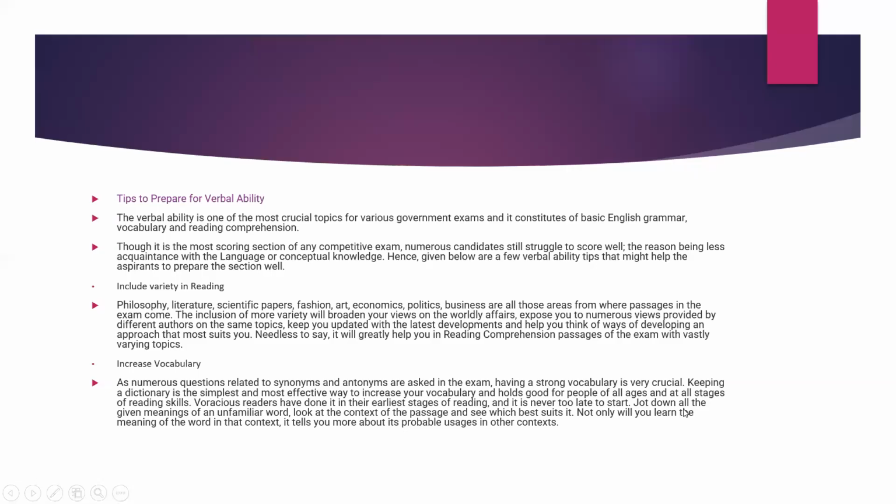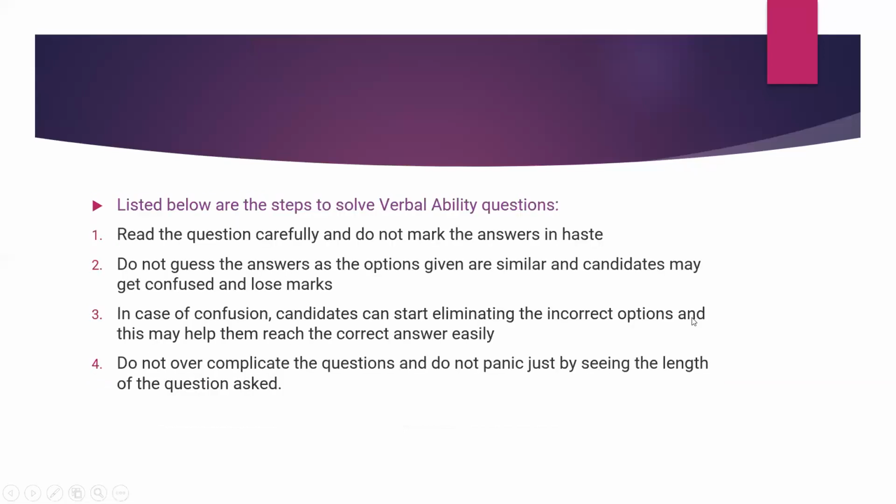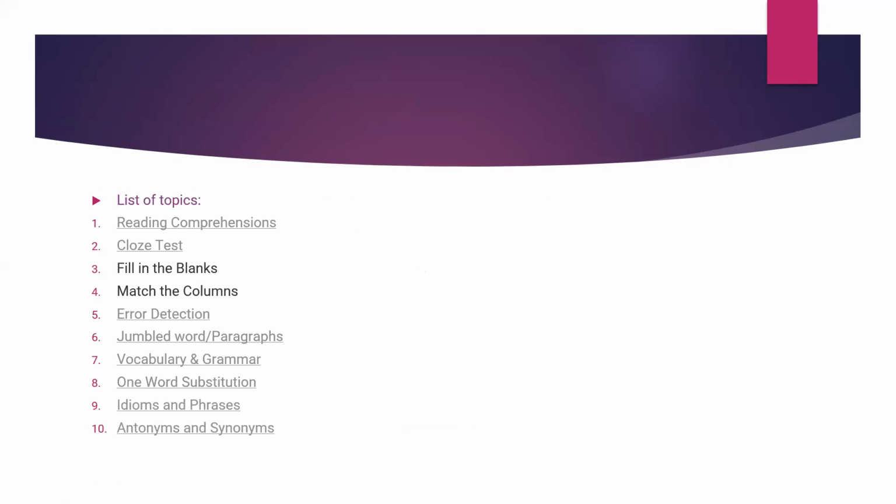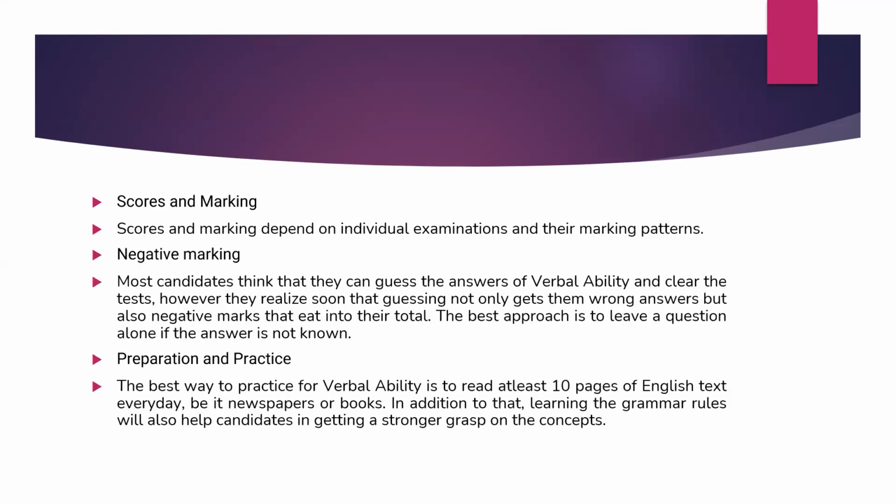So let's repeat one time. We are discussing verbal ability. There are some topics like synonyms, antonyms, one word substitution, match the columns, idioms and phrases, error detection, and all these things. There are negative markings, so you have to answer very carefully.